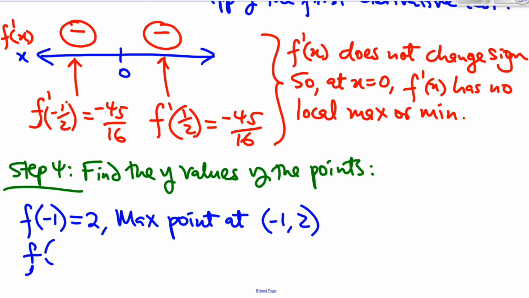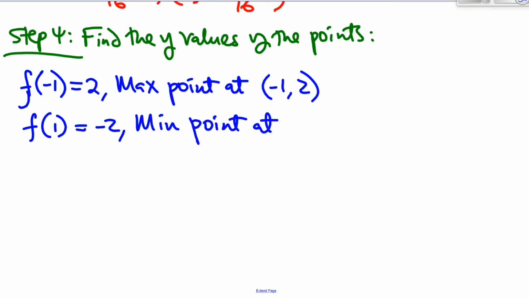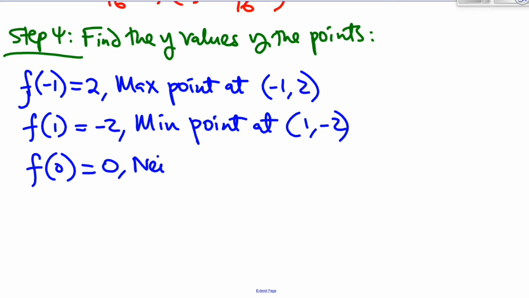Plug in 1 as well. If you plug in 1 in the original function, that will be negative 2. So that is a minimum point at (1, -2). If you plug in 0 in the original function, you'll end up with 0, which means there's neither a maximum nor a minimum at (0, 0).